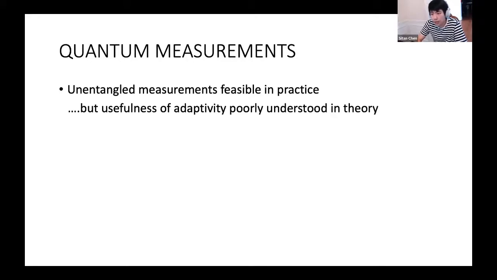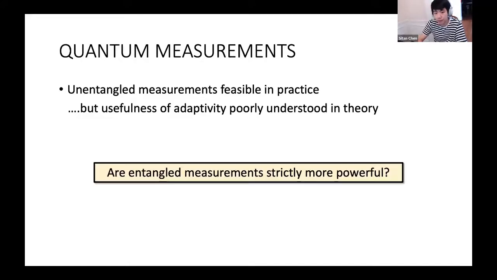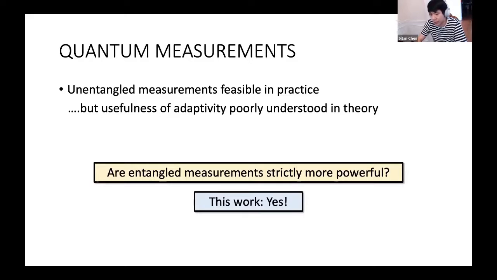One roadblock in theoretical results on unentangled measurements has been to properly understand the power that adaptivity can afford you. So the driving question behind this talk is, are adaptive unentangled measurements strictly more powerful than non-adaptive unentangled measurements? And in this work, we answer this in the affirmative for the basic question of mixedness testing.